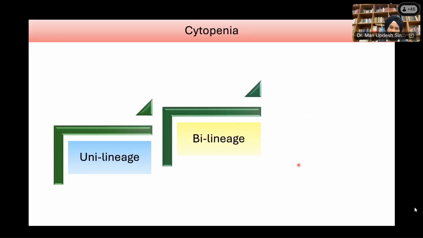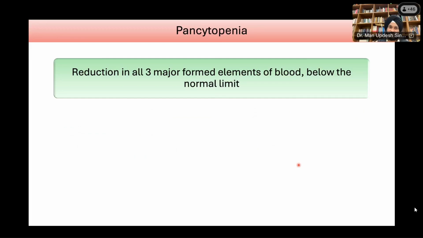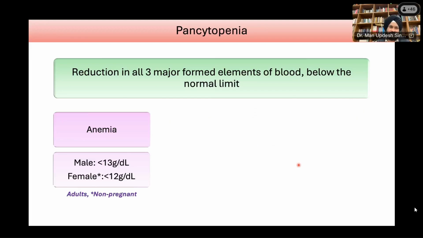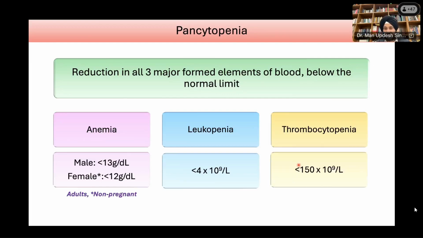Cytopenias per se could be unilineage when it's, say, only isolated anemia or isolated thrombocytopenia or isolated leukopenia. It could be combinations of two, or it could be a trilineage, which is the topic of today, pancytopenia, where you find reduction in all three major formed elements of blood below their normal limits. So we need to know the normal limits, right? That's from WHO, where anemia is defined below 13 grams per deciliter in non-pregnant female, below 12 grams, leukopenia below 4,000 cells per microliter, and thrombocytopenia below 1.5 lakhs per microliter.